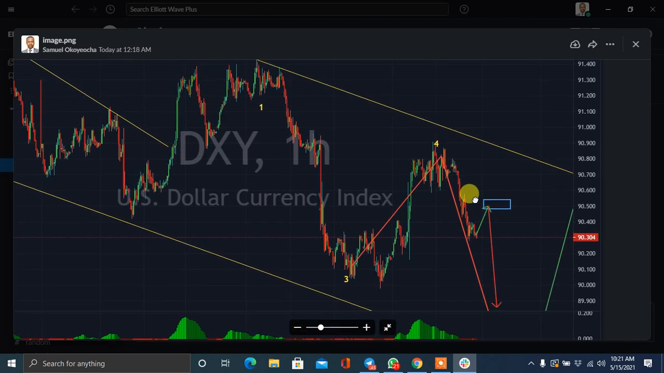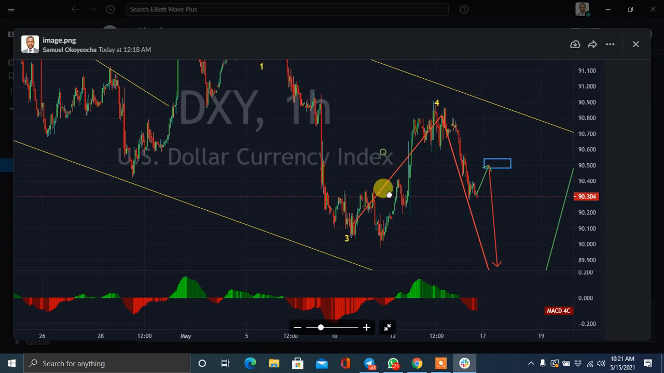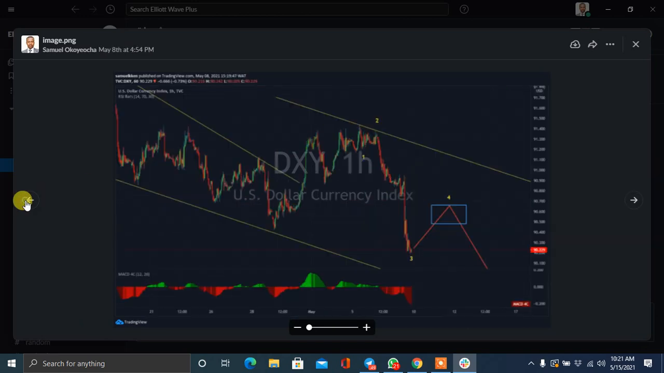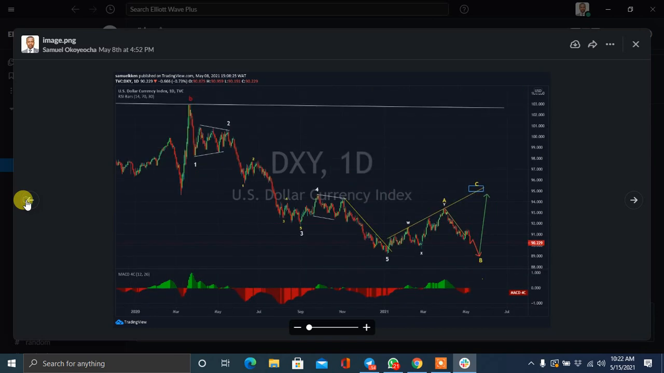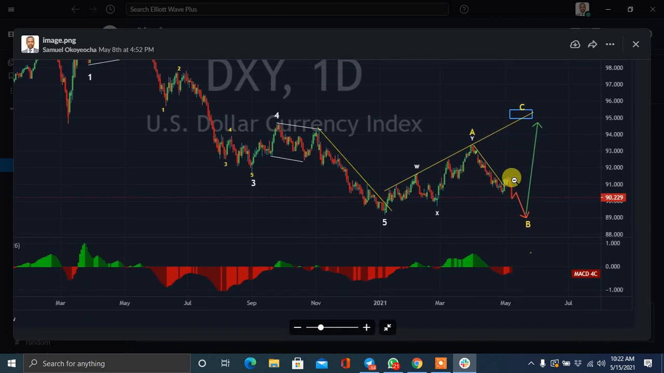Expect a further move down on DXY to give us wave 5. If you watch all the videos, you will see the complete labeling of the DXY. I don't think the daily is here. Of course, this is an old chart, but it is still valid. We're expecting the price to come down between 89 and 88.